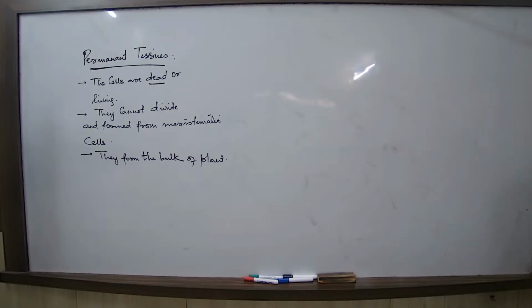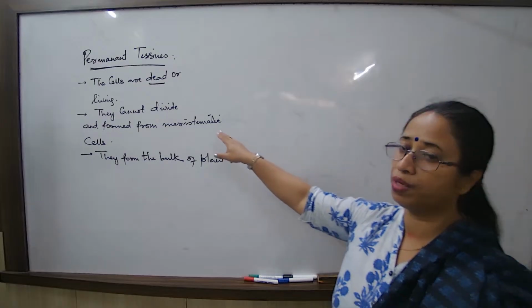So permanent tissues, I said the other day. What are some general features? Now let us go through this again. The general features of permanent tissues are, the first one, the cells are not rapidly dividing cells like meristematic. They are dead or sometimes living cells. Even if they are living, they are not fast dividing like meristematic. Second, if they are not dividing themselves, then how do they develop? They are always formed from meristematic cells.